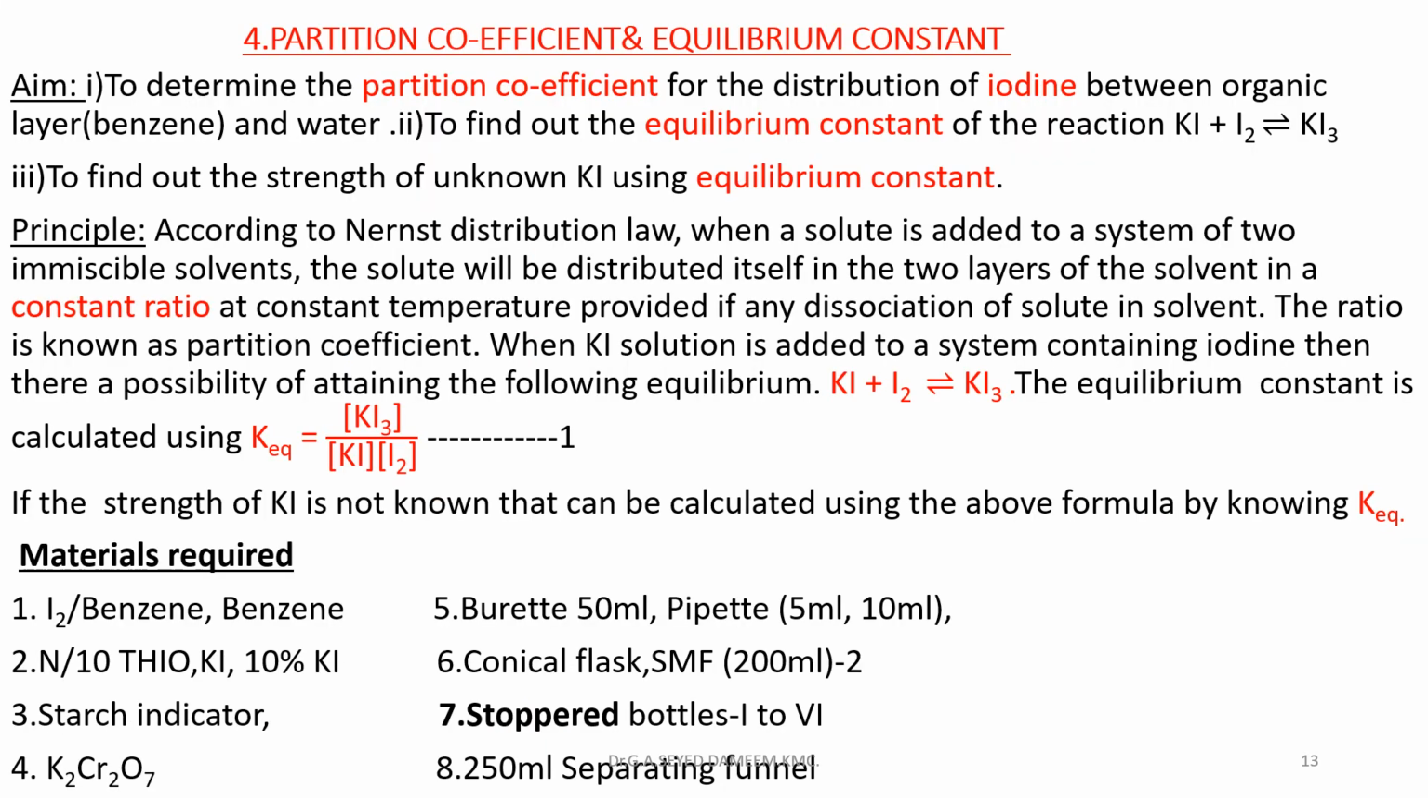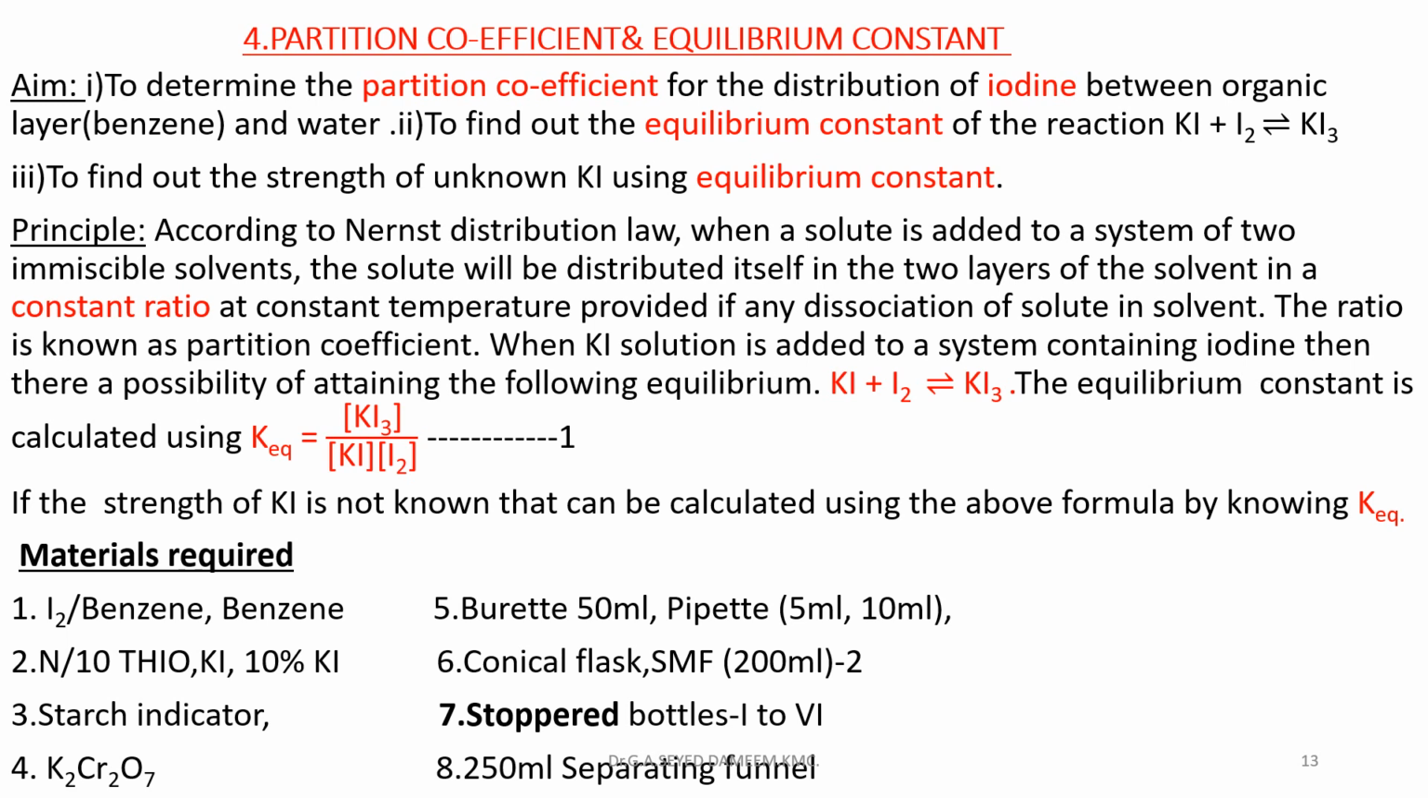Fourth experiment: partition coefficient and equilibrium constant. Aim of the experiment: to determine the partition coefficient for the distribution of iodine between the organic layer and the aqueous layer, where the solvents are benzene and water. Another aim is to find out the equilibrium constant of the reaction KI plus I2 reversible arrow KI3. And the third one is to find out the strength of unknown KI using the equilibrium constant. Here the iodine is the solute which distributes in two solvents.